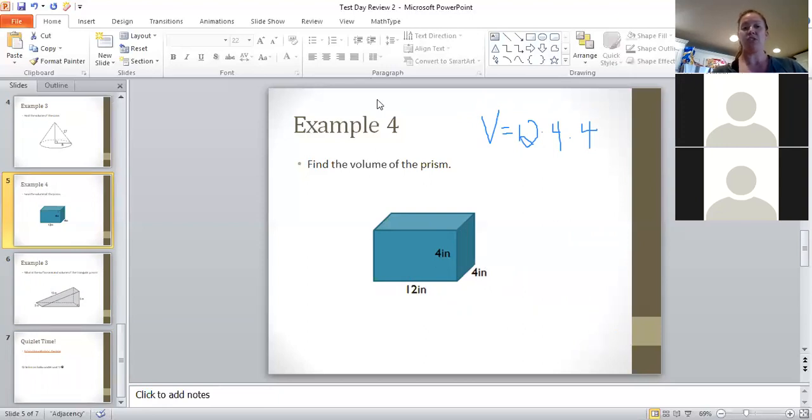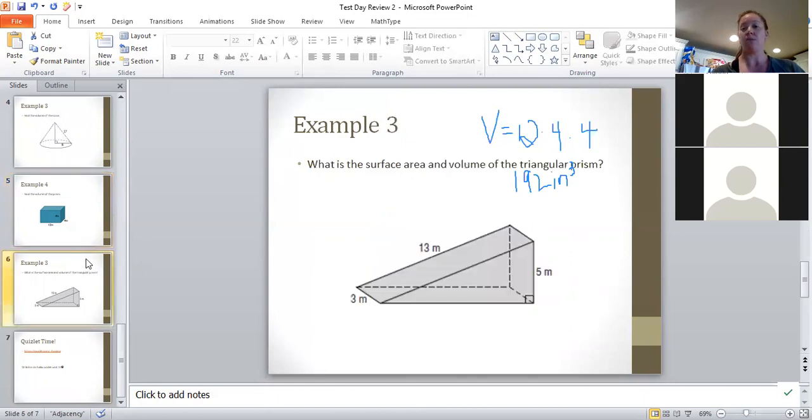And what are we in? Inches cubed. Right? Those are the nice easy ones when you just have to multiply the 3 numbers together. Very rare, but every once in a while we give you an easy one, right? All right, let's try one more for a little bit of a tricky one, okay?